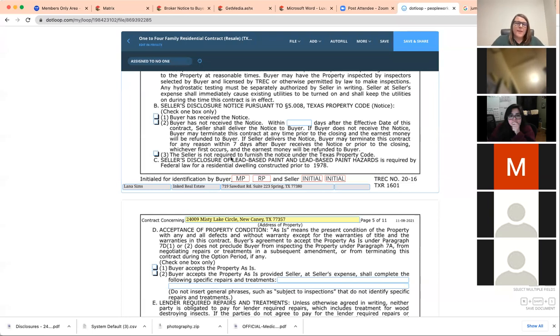The only time a seller is not required to furnish it is if it is a foreclosure or owned by the state. And there was one more that I read recently, someone sent me. It was interesting. I think it was a condo.